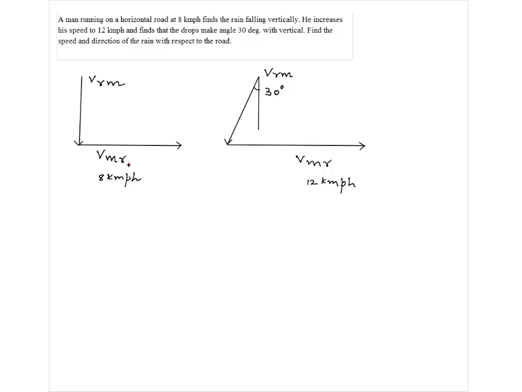These two R's are confusing, road and rain. So road is like ground. That R is for rain. We have to find speed and direction of rain with respect to the road, VRG.